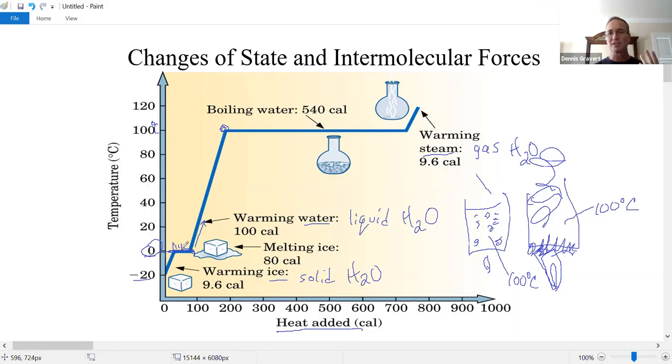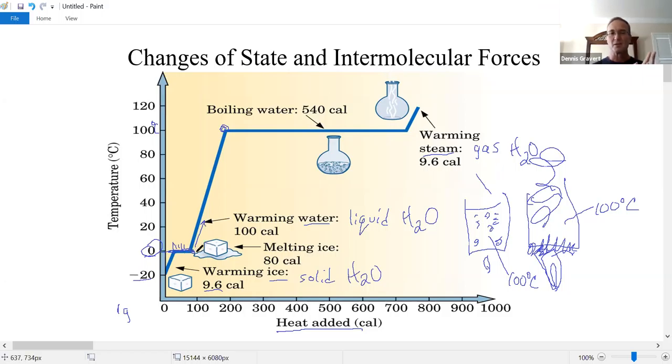And it turns out energy is conserved. So we got some calculations here. If we have 1 gram of H2O, 1 gram, and we start at negative 20 degrees, 1 gram of ice, it takes 9.6 calories to warm it up to zero. And then we can take that 1 gram of ice at 0 degrees and add 80 calories and it'll melt it. But still the liquid water is at 0 degrees.